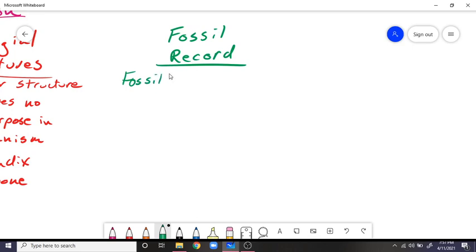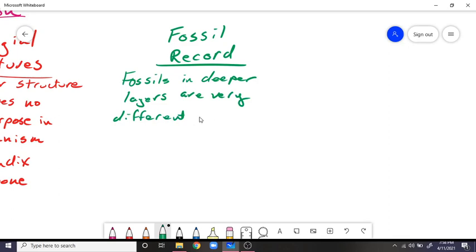So people realized pretty quickly that fossils in deeper layers are very different from organisms that are alive today. Why is that important? Because this suggests change over time.